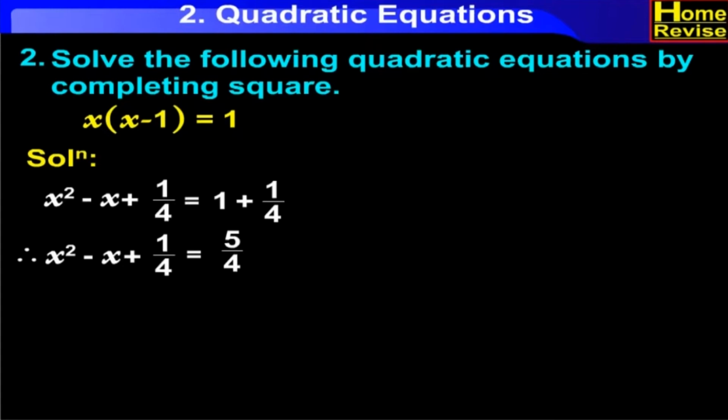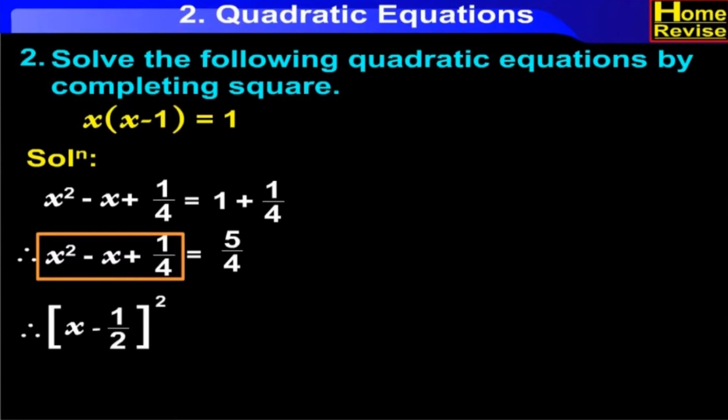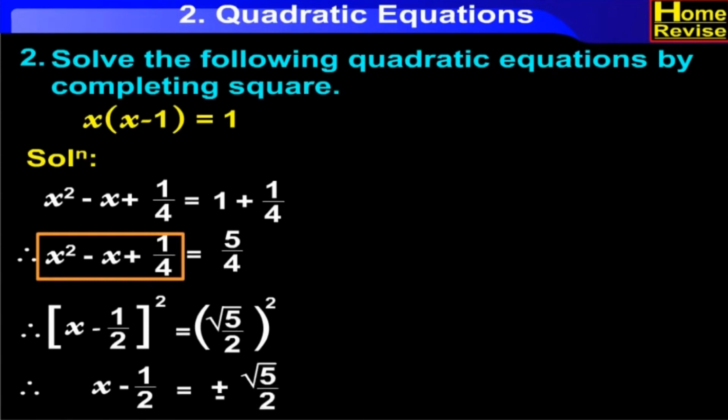Now, x square minus x plus 1 upon 4 on the left hand side is the square of x minus 1 upon 2. Therefore, x minus 1 upon 2 whole square is equal to root 5 upon 2 whole bracket square. Therefore, x minus 1 upon 2 is equal to plus or minus root 5 upon 2.